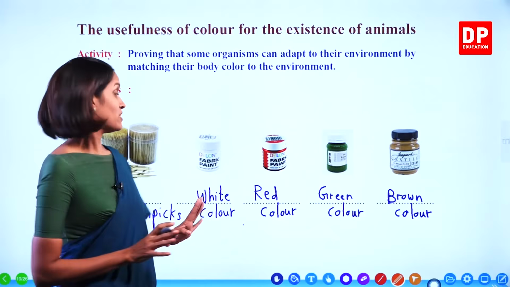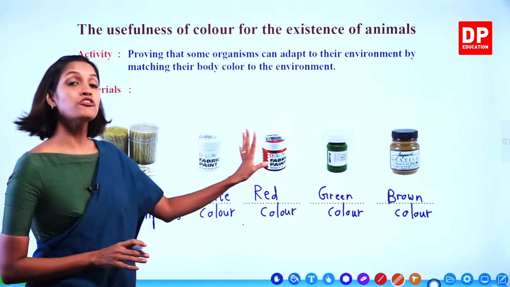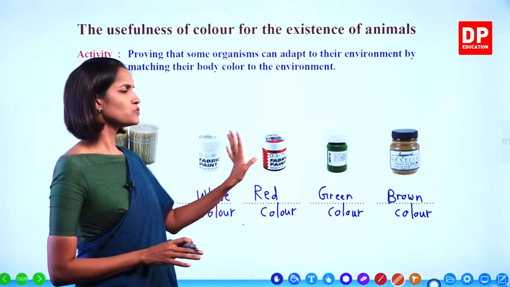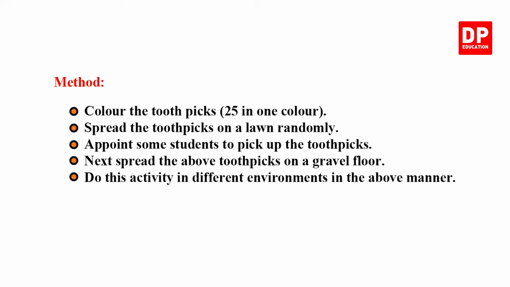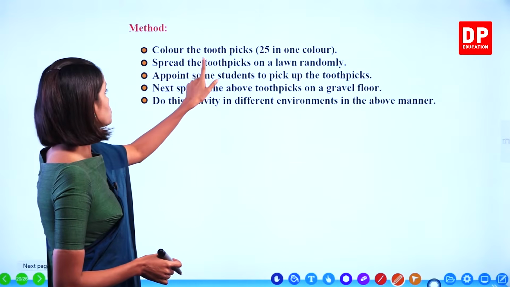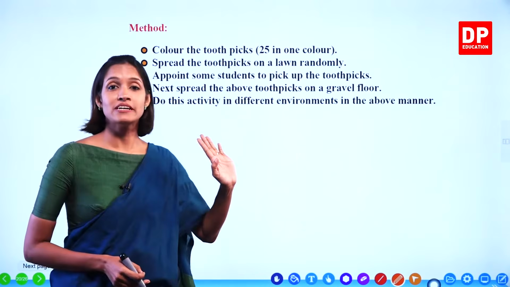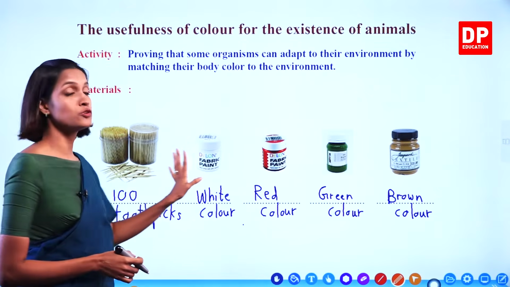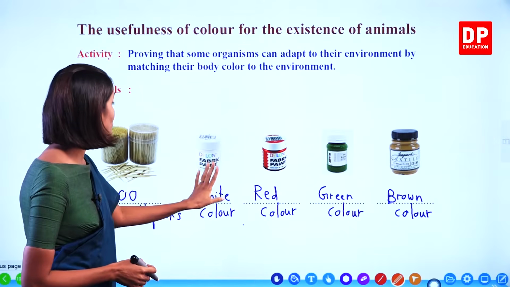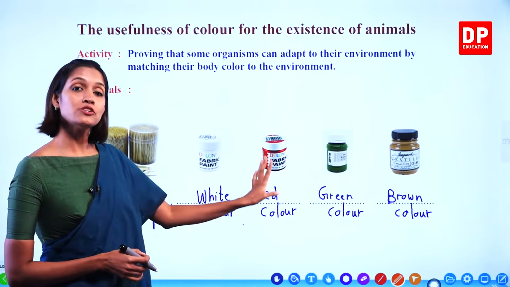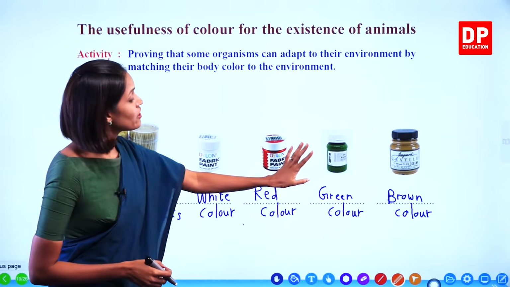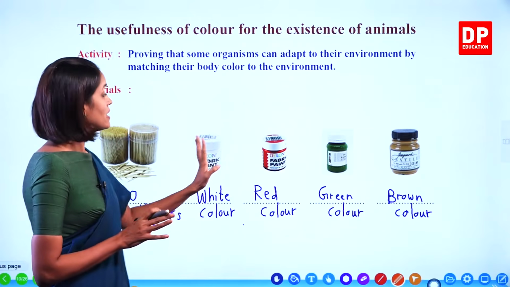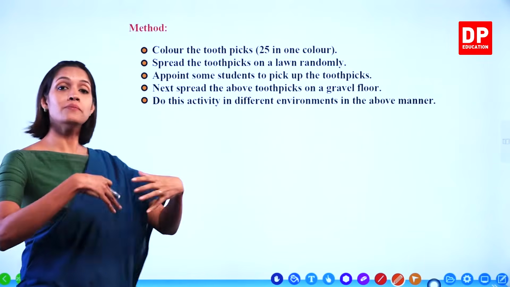Right? We need 100 toothpicks and 4 different types of colors: white, red, green and brown. How to do this activity? We will see. First of all, color the toothpicks 25 in one color. So we have 4 different types of colors and 100 toothpicks. You have to color 25 toothpicks in white color, another 25 in red, another 25 in green, and another 25 in brown color. Okay? And then you have to mix them well.